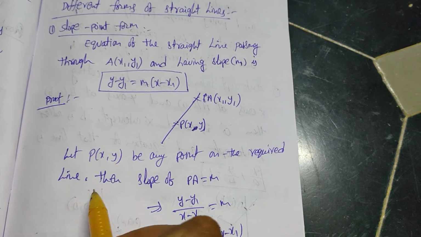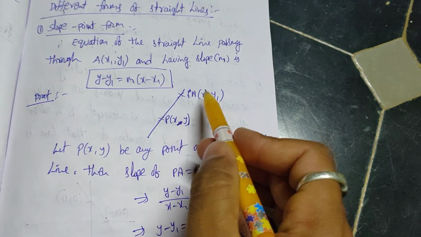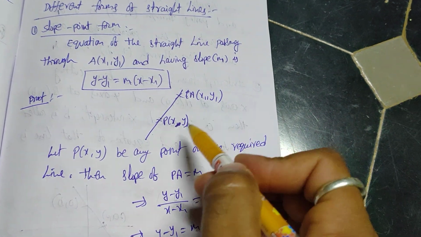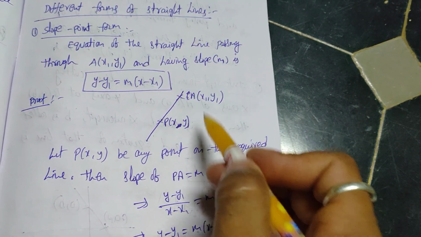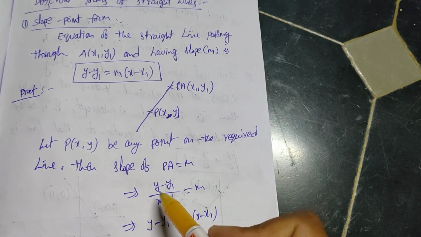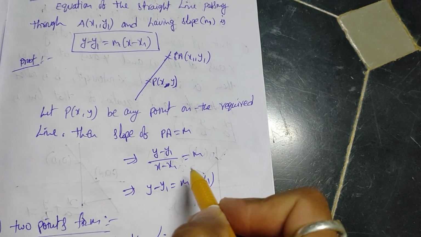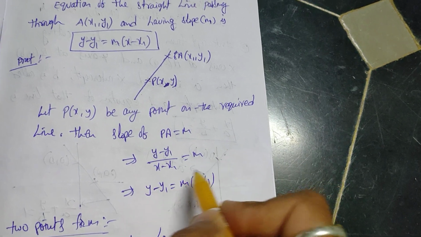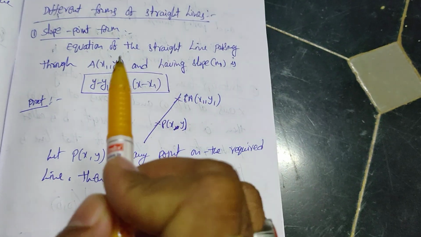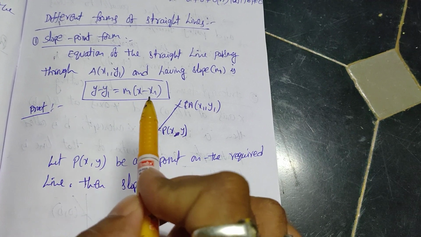On the required line, the slope m, if you know two points on this line, you can find the slope. So slope m is equal to y minus y1 by x minus x1. So slope of PA is equal to m, so y minus y1 by x minus x1 is equal to m. Now y minus y1 is equal to m into x minus x1, transposing to this side. This is nothing but our required line equation. If you know the slope and any point on that line, then the equation of the straight line is y minus y1 is equal to m of x minus x1.